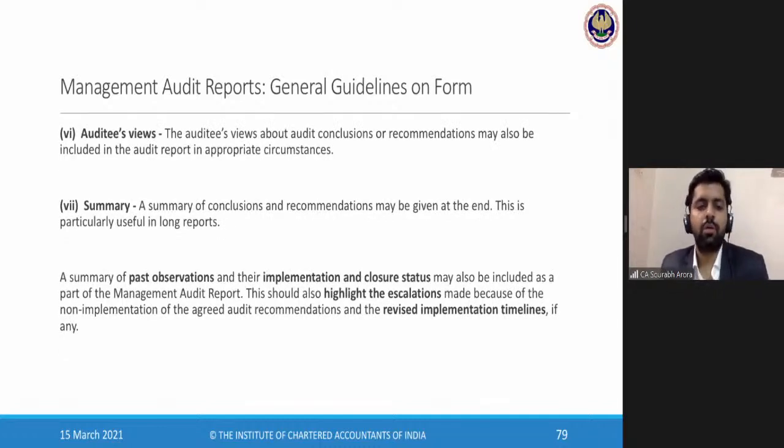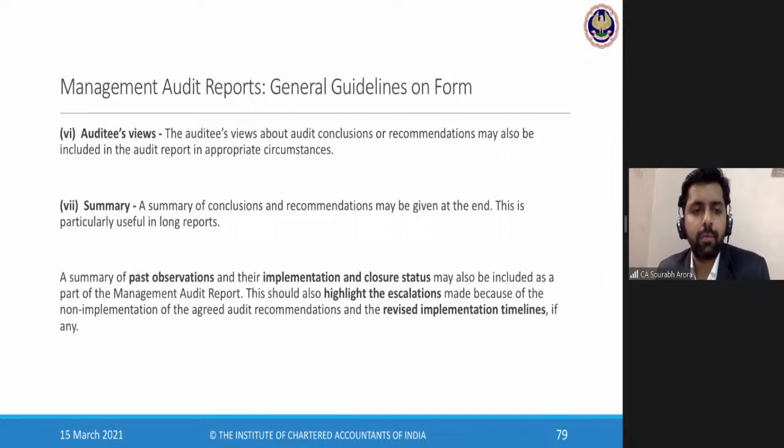Auditee's views. What are the auditee's views on the conclusions and recommendations? These are taken in the form of the auditee's comments, which are called management comments, action plan, and timelines. We should take that from the auditee. Then the summary of conclusions and recommendations may be given. This is very useful and very important also.